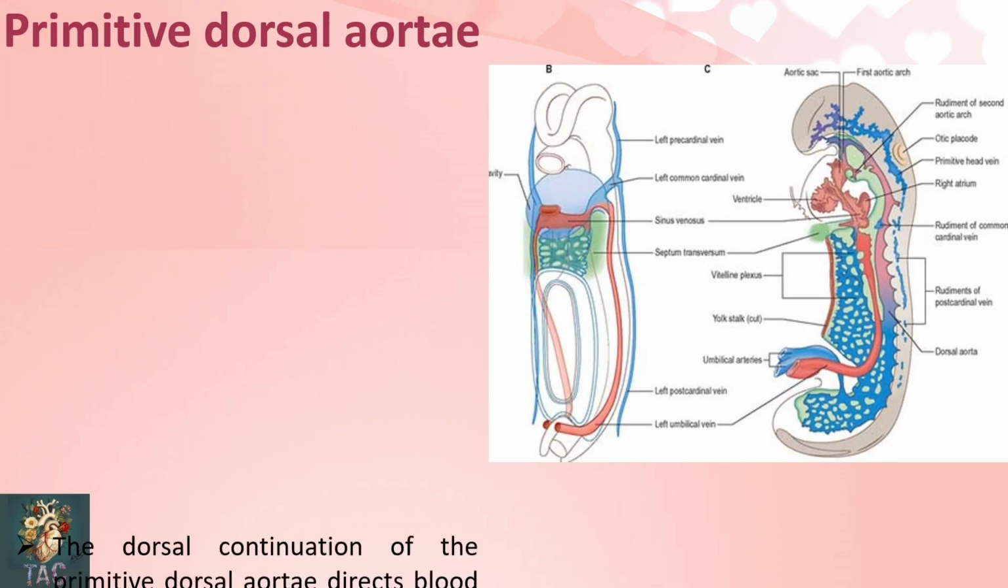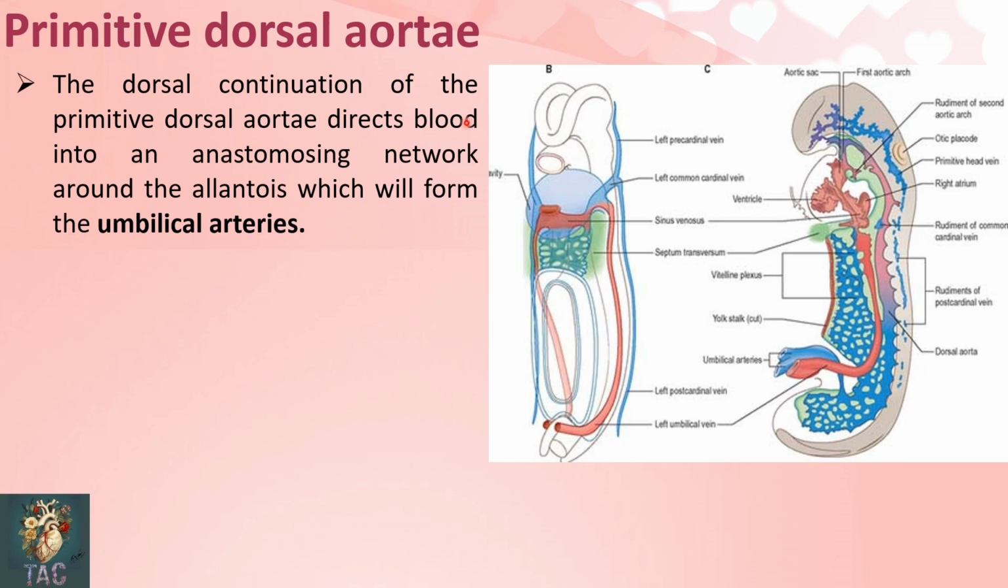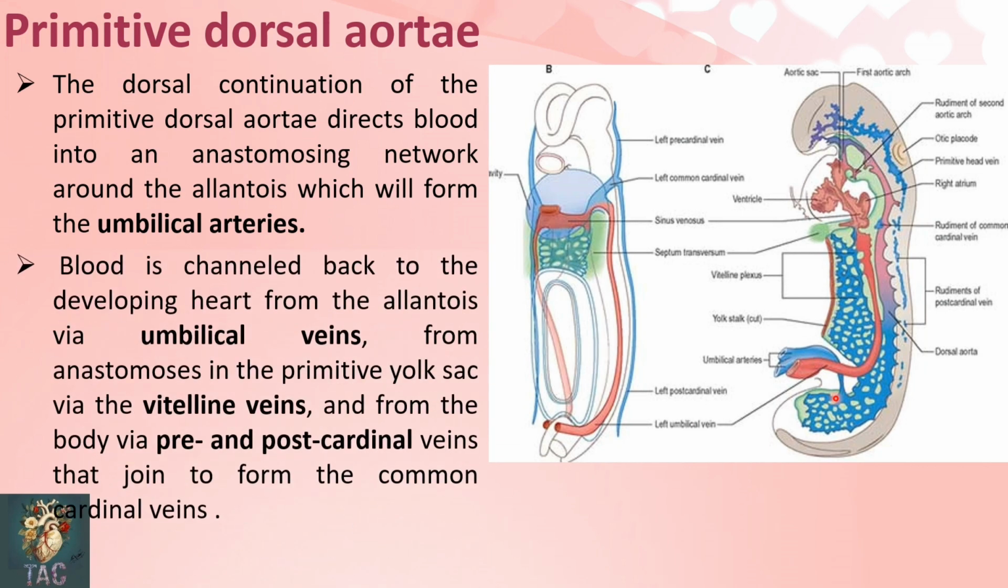So primitive dorsal aorta. The dorsal continuation of the primitive dorsal aorta directs blood into an anastomosing network around the allantois, which will form the umbilical arteries. So in this diagram you can see these are the anastomosing network which are connected to the dorsal aorta, and these anastomosing network will be formed into the umbilical arteries.